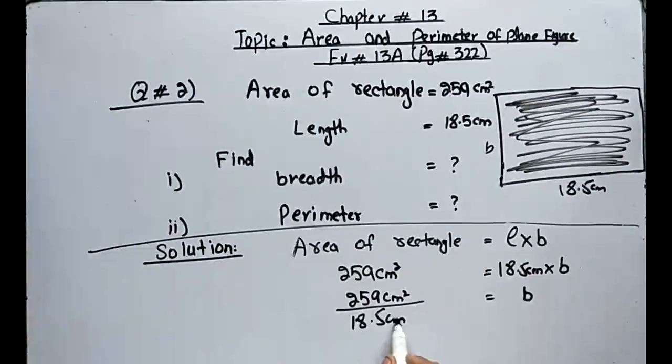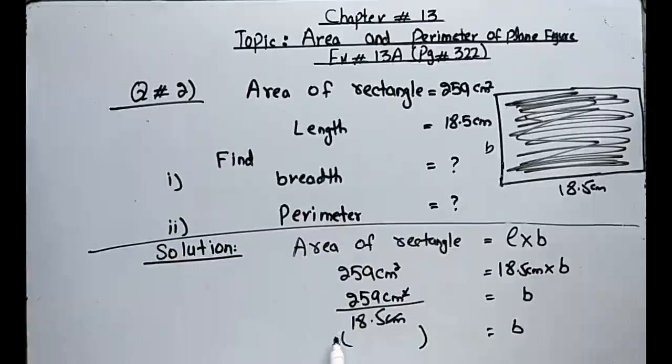Fine. So centimeter and centimeter square. 1 centimeter will cancel with the 1 centimeter. Just 1 centimeter will be left in the numerator. And then you will simplify this question: 259 divided by 18.5. You can simplify by removing the decimal point and then simplifying. Find out B. It's your task.